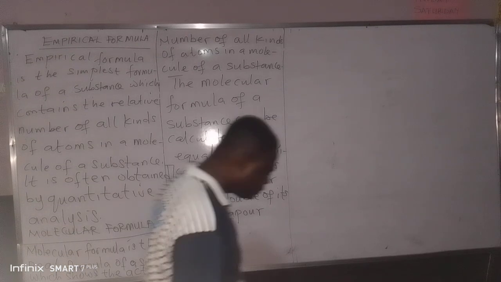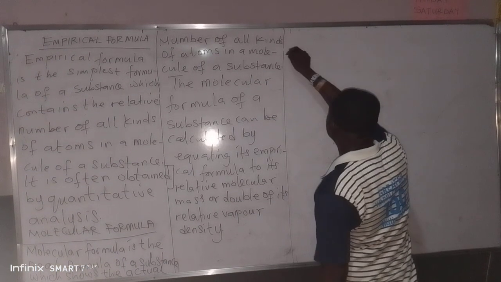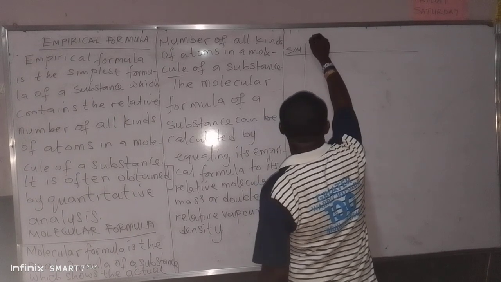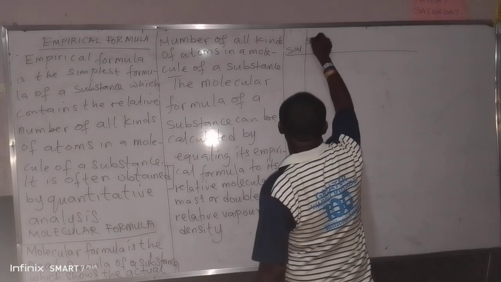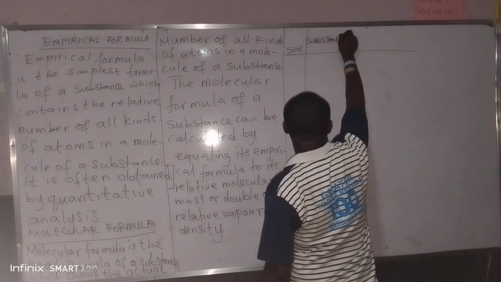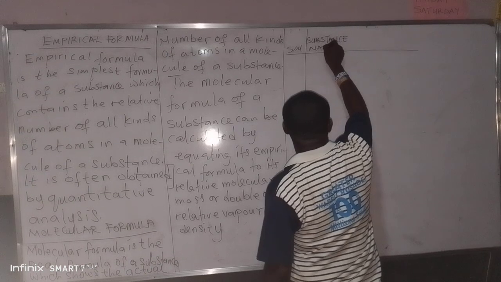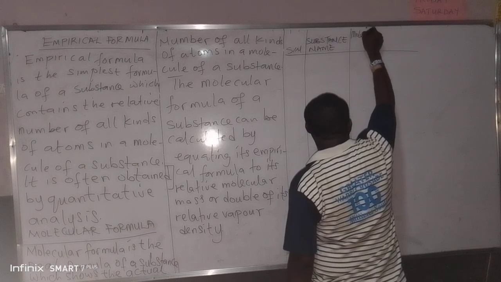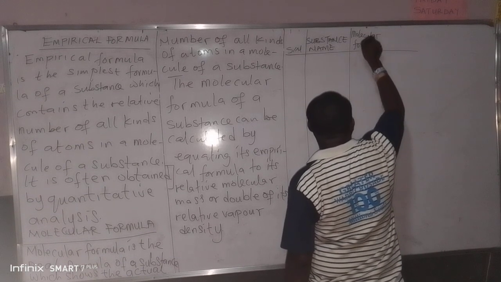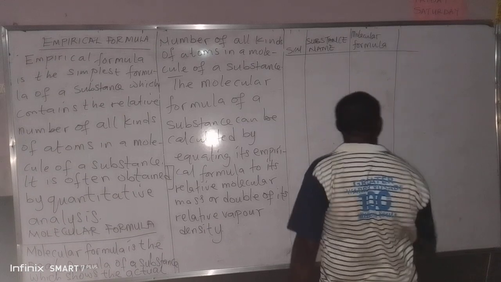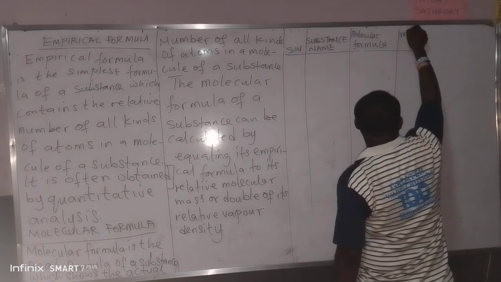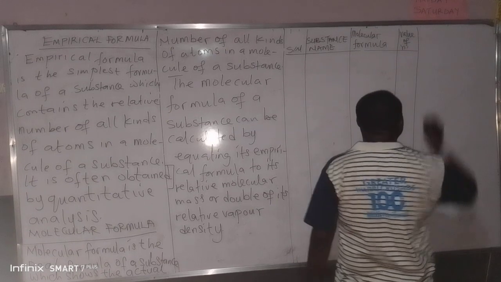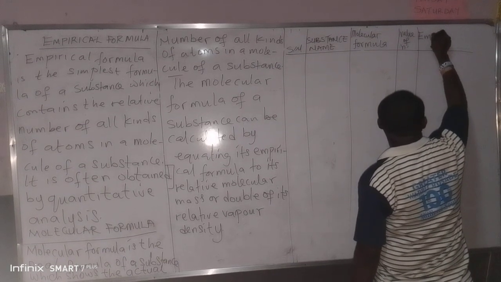Let's look at some comparison here. Look at this table: serial number, substance name, then the molecular formula, the value of n, then we come up with empirical formula.